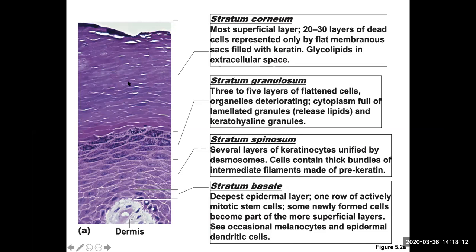This picture is of a piece of thin skin, so from anywhere all over someone's body except for their palms or the soles of their feet. The palms of your hands and the soles of your feet are thick-skinned, and they actually have one additional layer that isn't seen in this picture, and that is the stratum lucidum, and it would usually go right here.